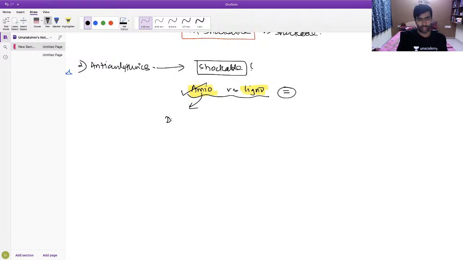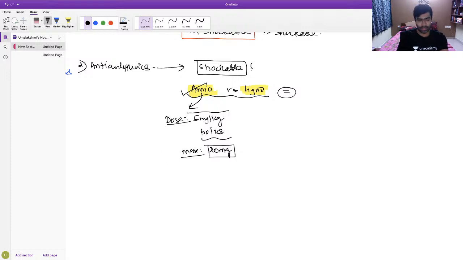Suppose you want to know the dose of amiodarone: typically we use a 5 mg per kilogram bolus. So this is what you're going to use, and the maximum dose of amiodarone that we generally use is approximately 300 milligram. So this is the usual standard dose of amiodarone that we use in adults.